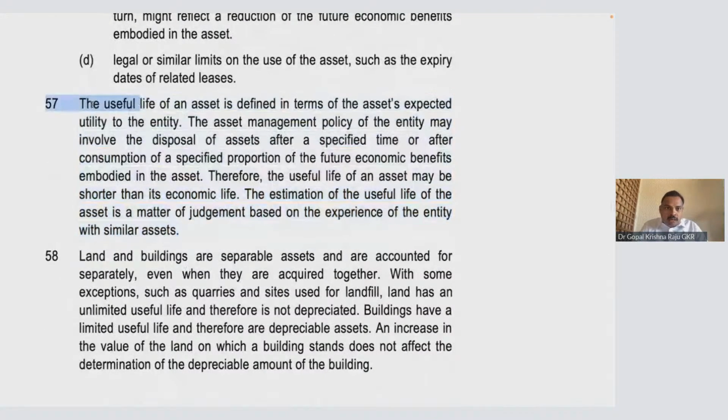The useful life of an asset is defined in terms of the asset's expected utility. Surely it will be useful for 15 years, but I'm going to use it only for 7 years. The asset management policy may involve the disposal after a specific time. Therefore, the useful life may be shorter than economic life. Very, very important. The estimation of useful life is a matter of judgment based on the experience of the entity. So now answer this question, guys.